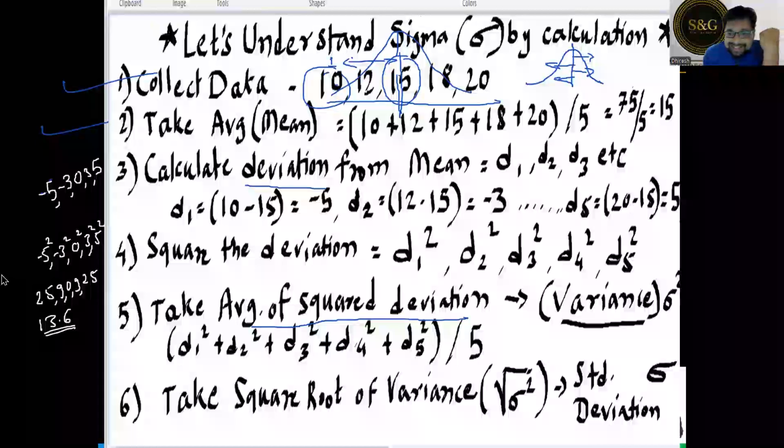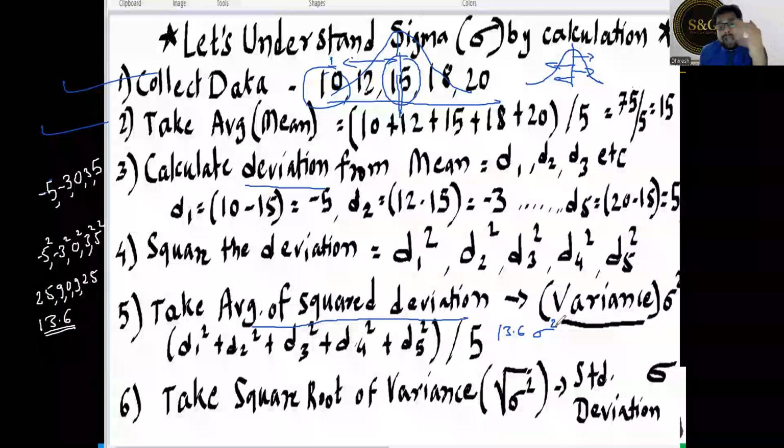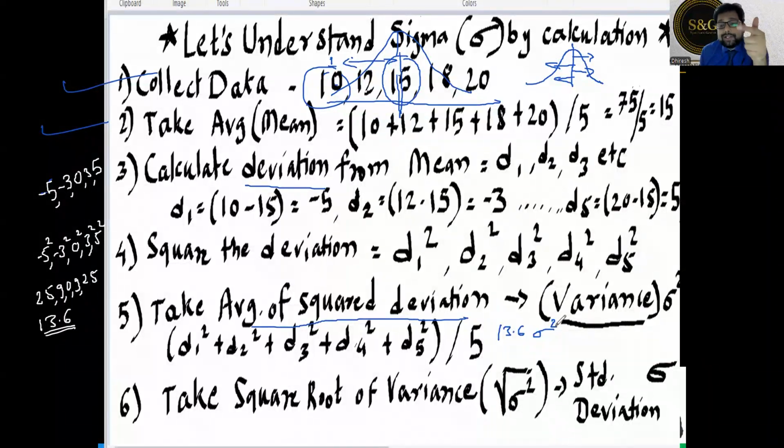13.6 is called variance and is denoted by sigma square. Why square? Because we have squared it. It's the average of the squared values. And because we have squared it, now we have to take the square root of it. Can you give me the square root of 13.6? Type in the chat box. Just take the square root quickly on your calculator.